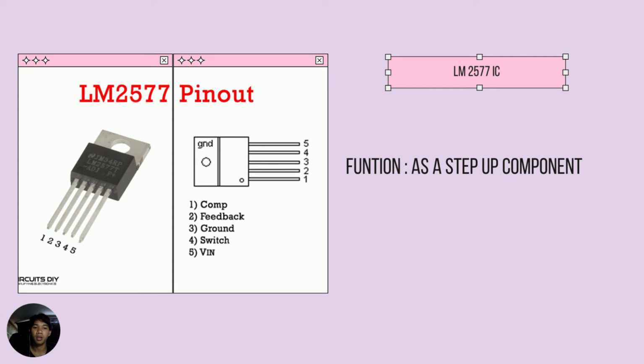My name is Abdul Hakim, and today I will inform you about the components used in our circuit and their functions. So here we have the LM2577 IC. Its function is as a step-up component. For example, if our output is set at 12 volts but our input is less, then this component will step up to produce a 12 volt output.